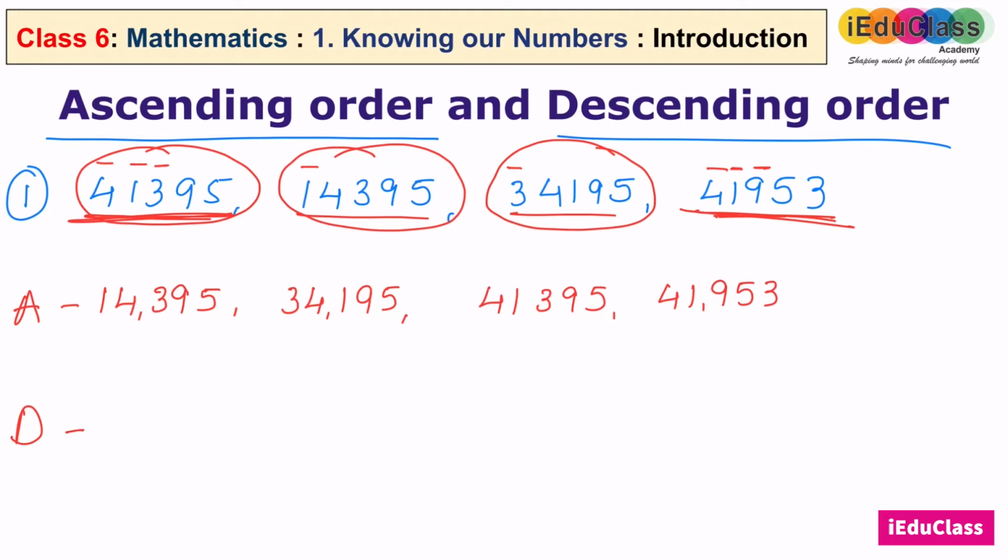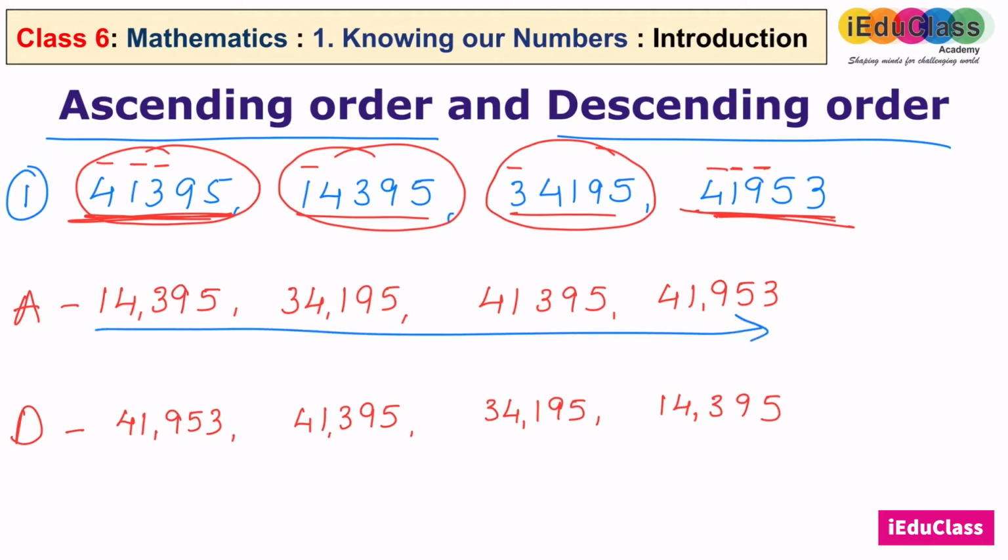So this is called ascending order. While writing descending order, let's write the bigger number first: 41,953, then 41,395, then 34,195, at last 14,395. You can see I have written first in ascending order, smaller to bigger, and here bigger to smaller. Okay, this is the second topic.